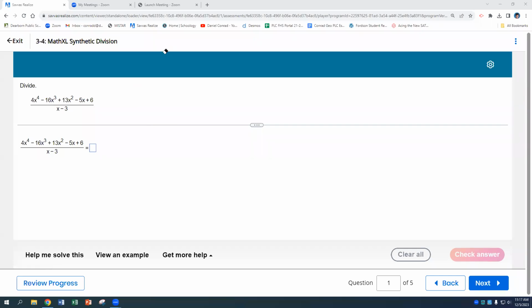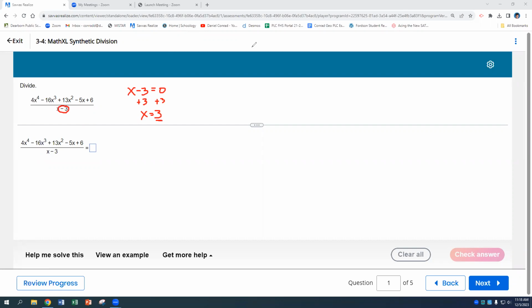Okay, the other thing to keep in mind: if the factor is x minus 3, that means the 0 is going to be 3. So when we do synthetic division, we're not going to use negative 3 down here. We're going to use positive 3.